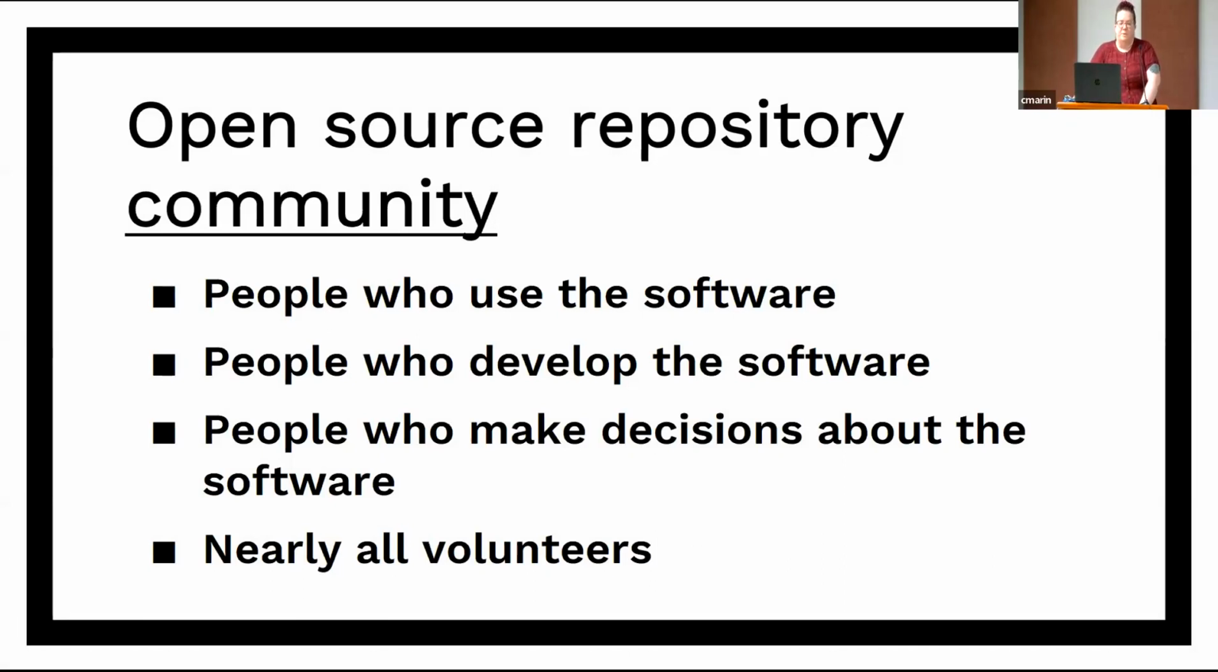But separate from open source repository software is the open source repository community. This is the people who are installing, running, using the software for their repository. It's the people who develop and maintain those systems and who develop and maintain the community code that underlies all of those systems. It's also the people who make decisions about the software. We have to make a lot of decisions when it comes to software in the open source world. And community is the way that we get that done. And nearly everyone in most communities are volunteers.